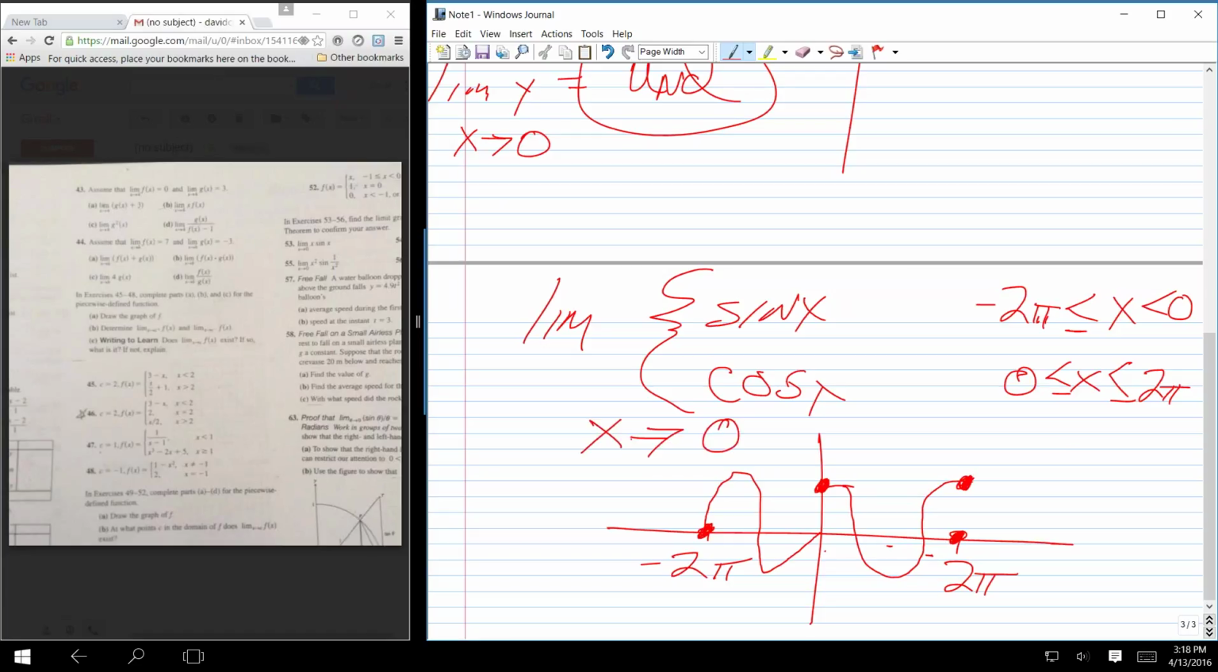So it says, at what points c in the domain of f does the limit as x goes to c of f of x exist? Well, the points from minus 2 pi to 0, the limit exists because it's continuous. And from 0 to 2 pi, it's continuous. The only place the limit does not exist is at 0.